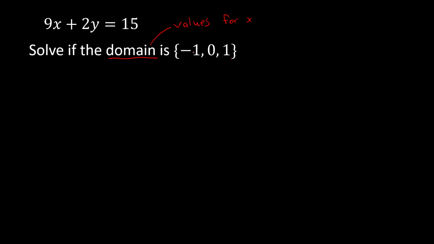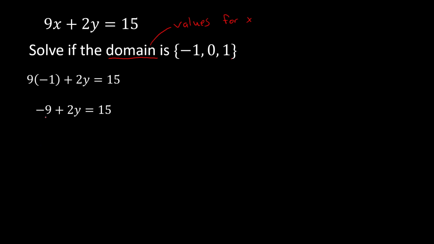So looking at the first one, if you plug a -1 in for x, the question is to solve given -1 for x. So if x is -1, the question is, what is y going to be? If I plug a -1 in for x, instead of 9 times x, I have 9 times -1. So I have 9 times -1 plus 2y equals 15. 9 times -1 is -9. And now I can solve this for y.